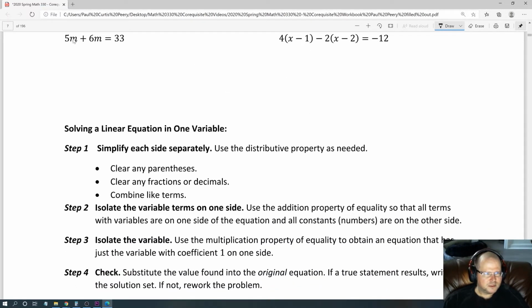All right, let's try this one. 5m plus 6m is 11m, which gives you 33. Then we undo both sides by dividing by 11. And then you end up with m is equal to 3.